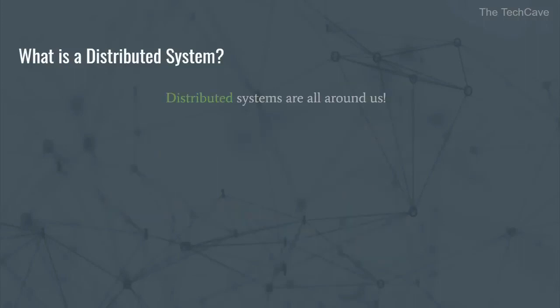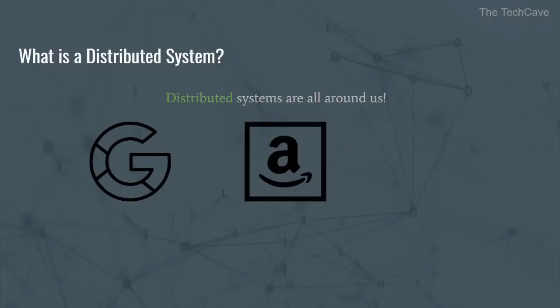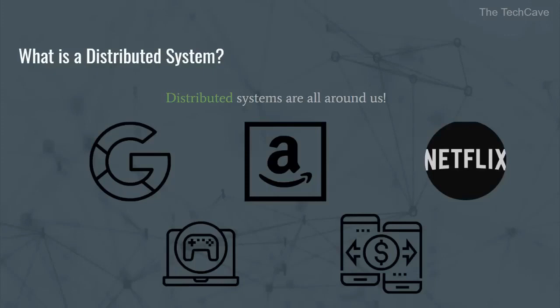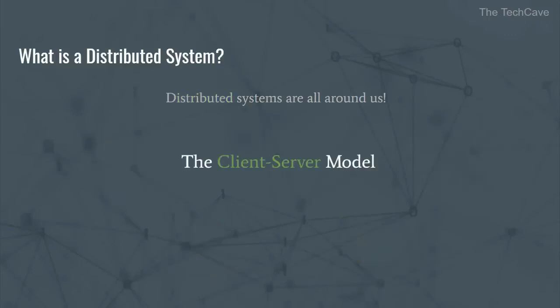Distributed systems or distributed computing is all around us. Google search engine, Amazon platforms, Netflix, blockchain, online gaming, money transfer and online banking, and the list goes on. Probably the most straightforward and the simplest example of distributed systems is the client-server model, which I assume you are familiar with, and if not, you can check my short video about it. I'll go back to this model for the sake of demonstration later.